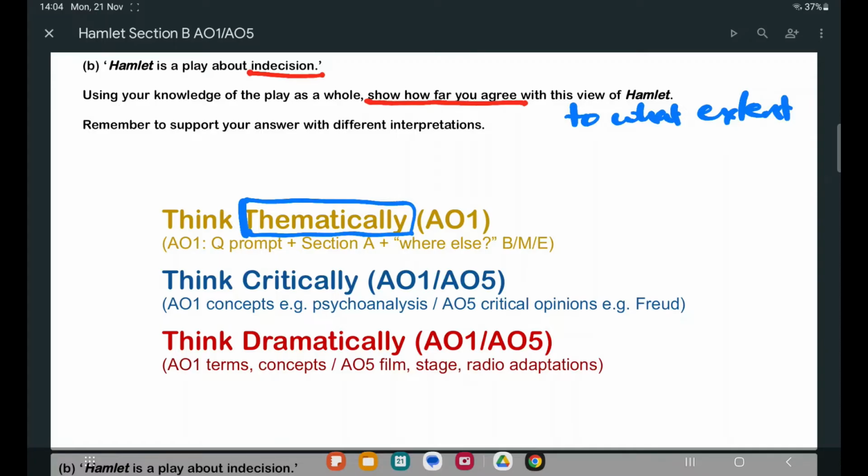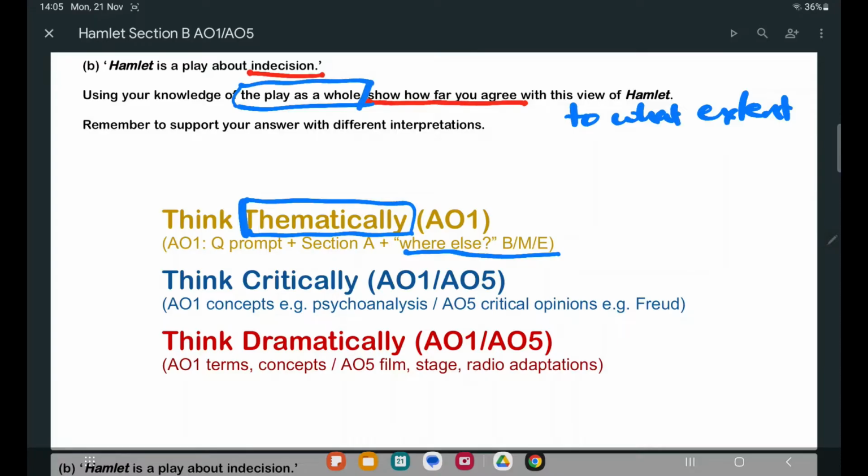So we have the question prompts. We also have Section A, which will be linked to the Section B question, whether it's a theme or characters. We can always refer back to the extract we just read, to inspire us and give us a starting point to think about this question. And then we need to think about where else, the play as a whole. So we've got the beginning of the play, the middle of the play, the end of the play, and we'd probably want to have some references to different parts of the play in order to qualify the play as a whole.